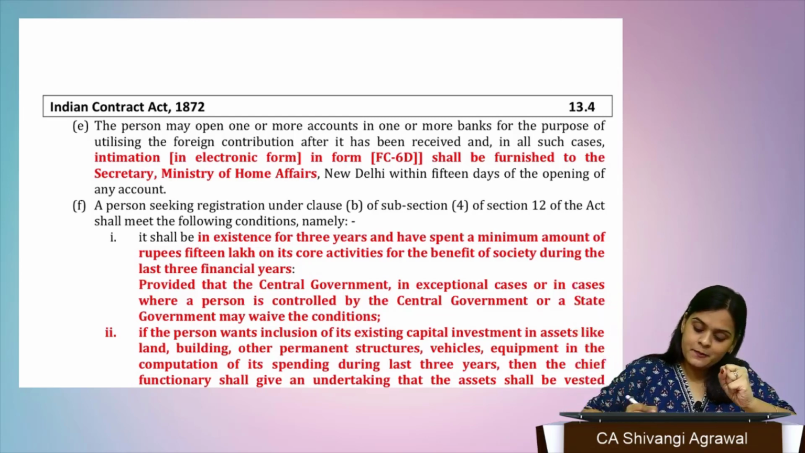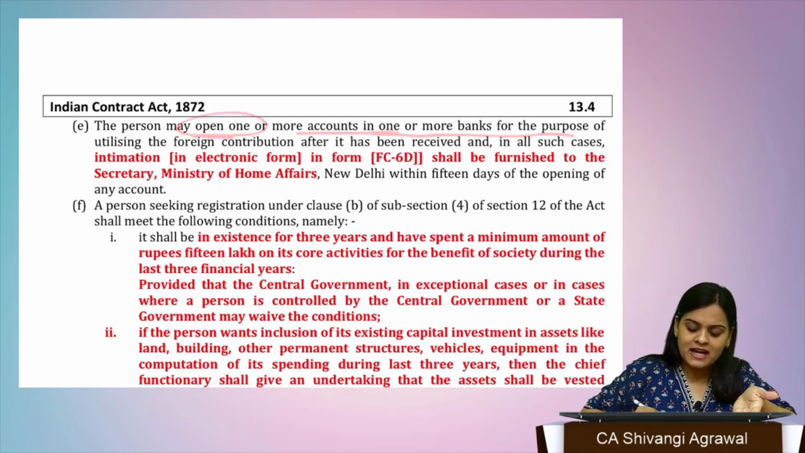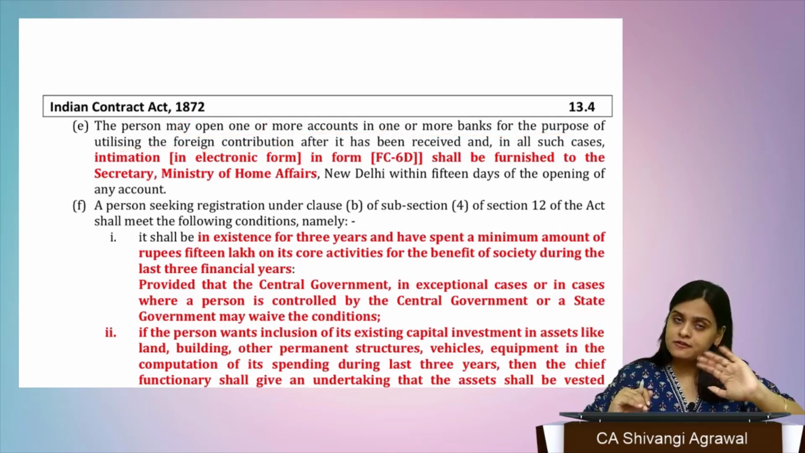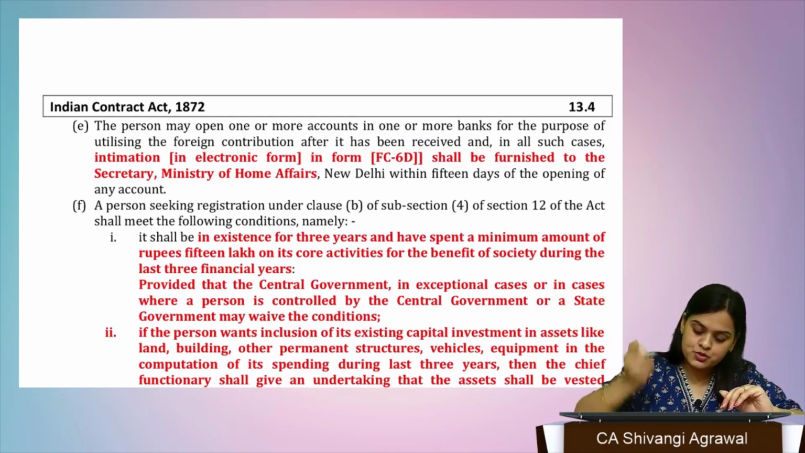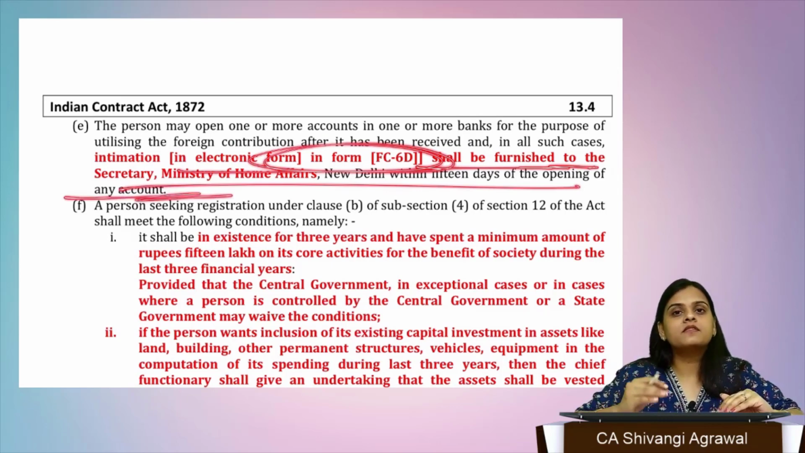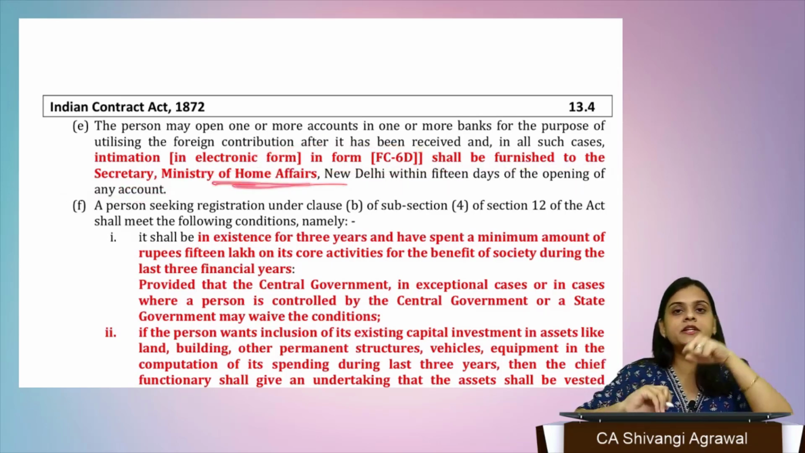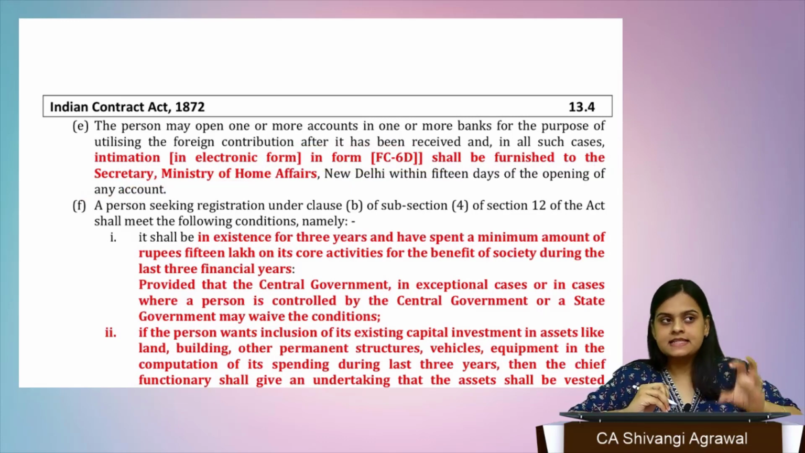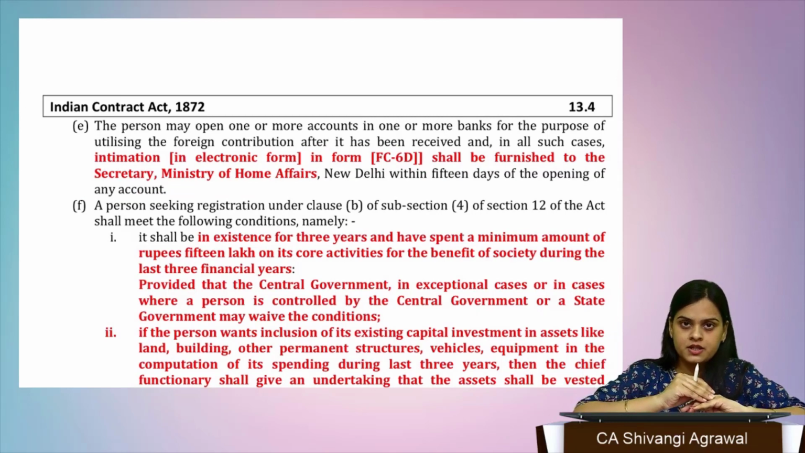So the person may open one or more accounts in one or more banks for the purpose of utilizing that foreign contribution after it has been received. And whenever you do that, you have to inform, FC6D, furnish. Within 15 days of opening that account, you have to furnish it to the Ministry of Home Affairs. That yes, this is the account through which I am utilizing that foreign contribution. Okay.